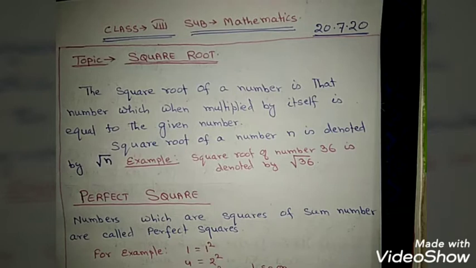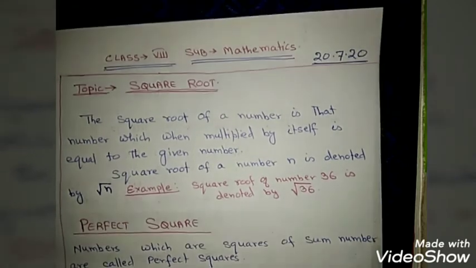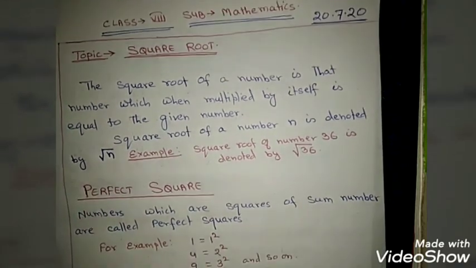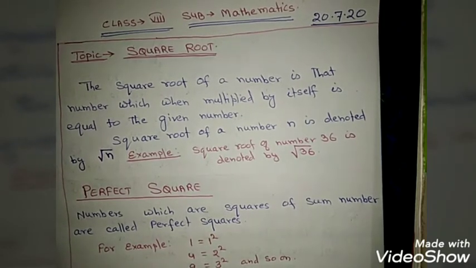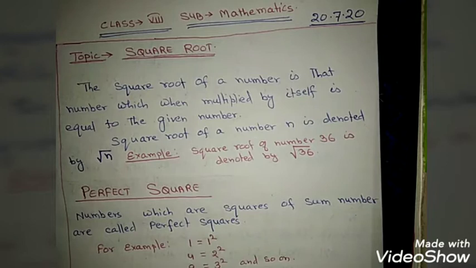Good morning. Today for class 8 mathematics, the topic is square root. How to find out the square root. Before finding out the square root, let us discuss what actually the square root means. The square root of a number is that number which when multiplied by itself is equal to the given number.